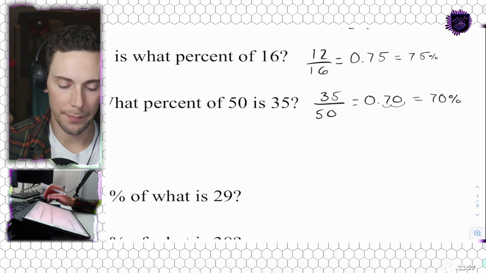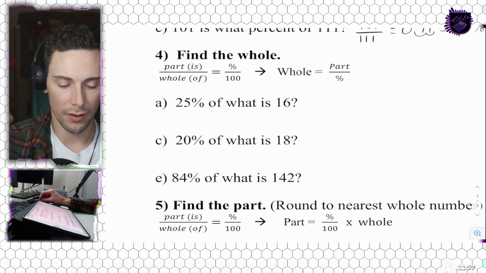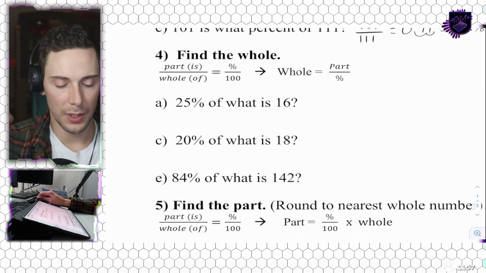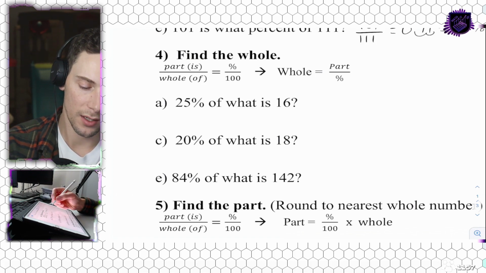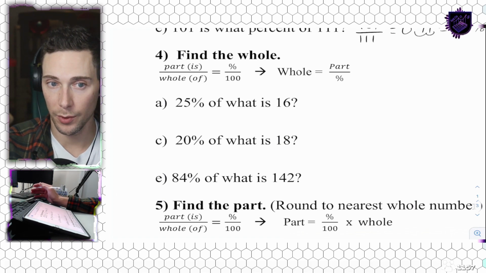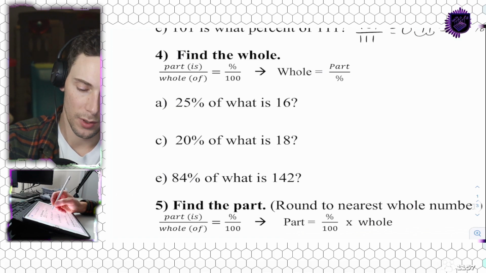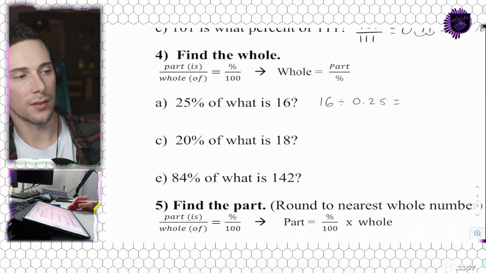70%. Okay. Question number 4A. 25% of what is 16? So now this one, we need to use the part and the percent to find the whole. So what we're going to do is divide the part by the percent in decimal form. So we're going to go 16 divided by 0.25 is equal to. And then of course we want to round this to the closest number.